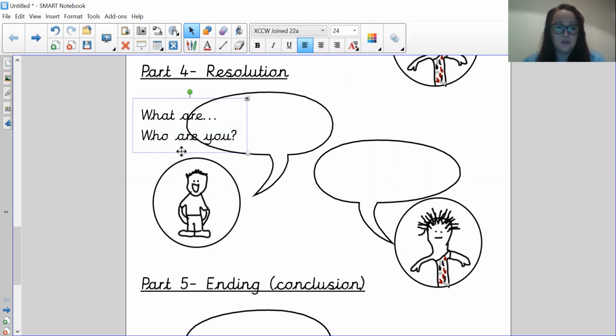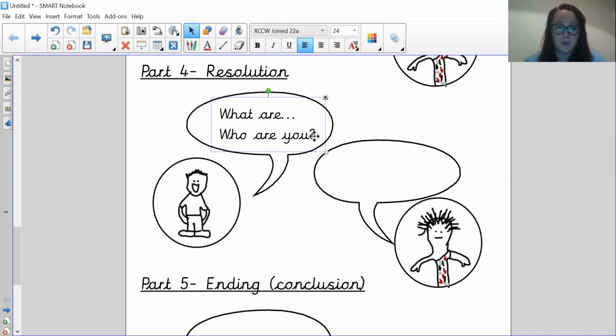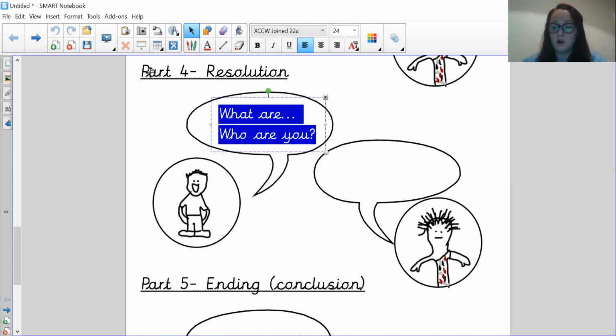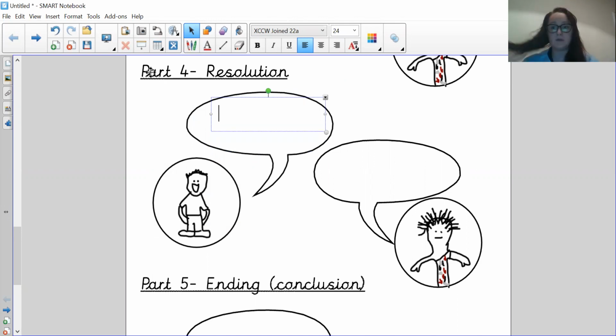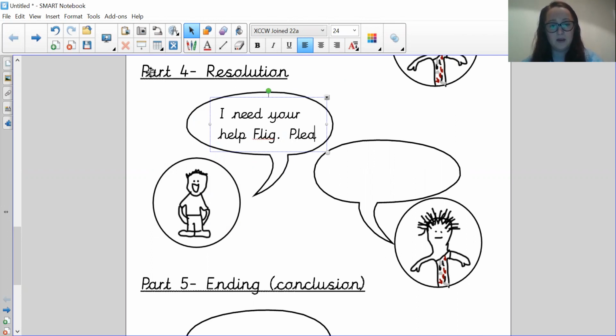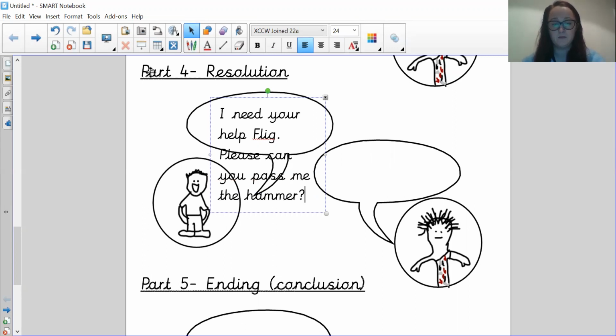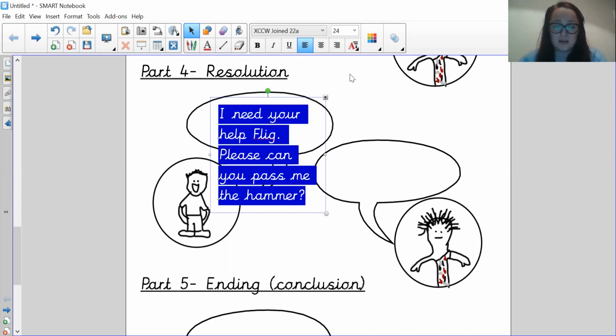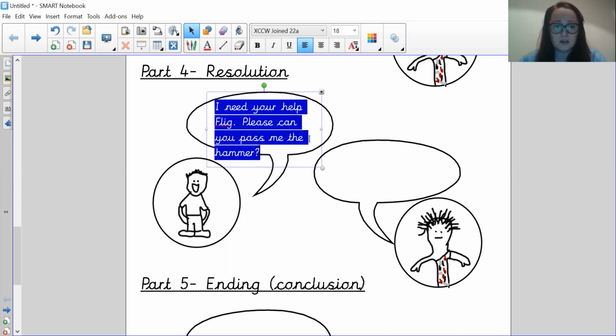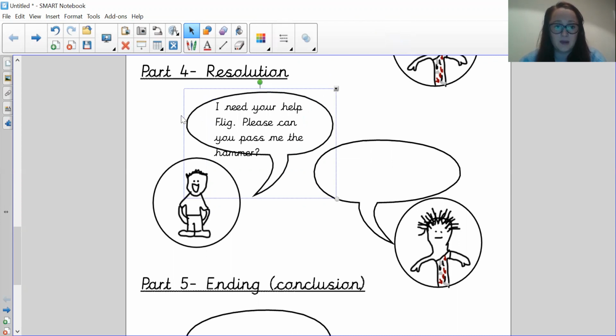So let's use that from before. Delete the words. There we go. Right, so Stanley could be saying to Flig, I need, oh, capital letter, I need your help, Flig. Please, can you pass me the hammer? So again, asking another question. So I'm just going to shrink that down so I can get it into the speech bubble. Will that work? Ooh, I'm going to be pushing it a little bit. I think I need to make this speech bubble a bit bigger.